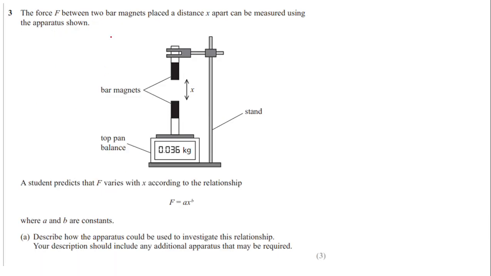The force F between two bar magnets placed at a distance x apart can be measured using the apparatus shown. So this is some apparatus. One magnet is placed on a weighing machine, a mass balance or top pan balance, and one is above. Black means they have the same pole. A student predicts that F varies with x according to the relationship, where A and B are some constants. Describe how the apparatus could be used to investigate this relationship. Your description should include any additional apparatus that may be required.